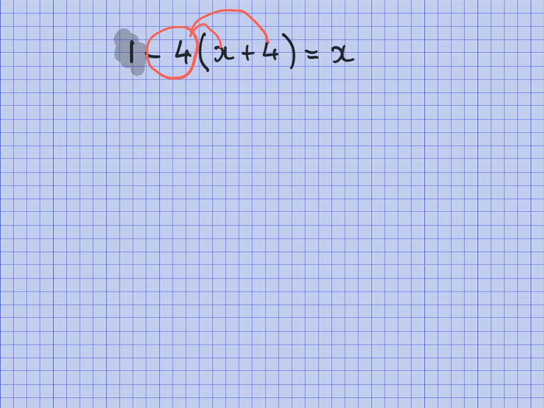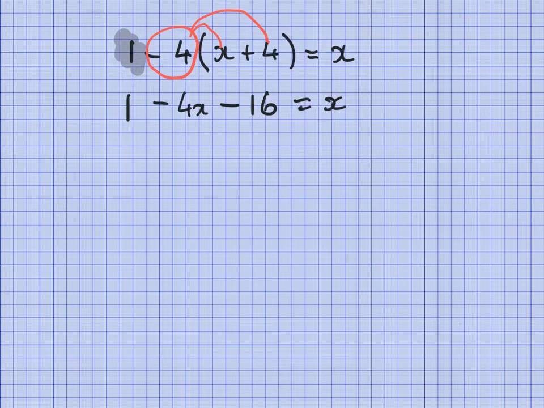So we're looking for the 1 to come down. Minus 4 times x gives me minus 4x. Minus 4 times 4 gives me minus 16, and the right-hand side remains unchanged.